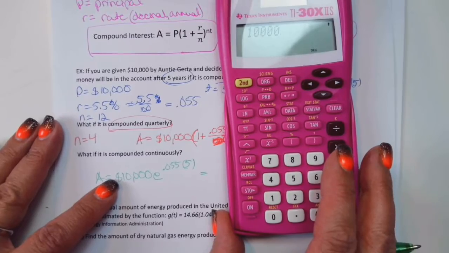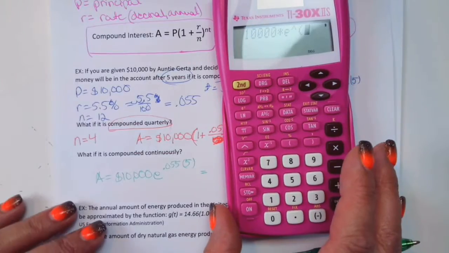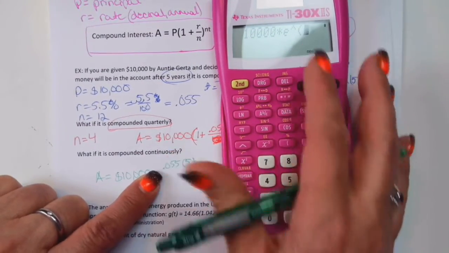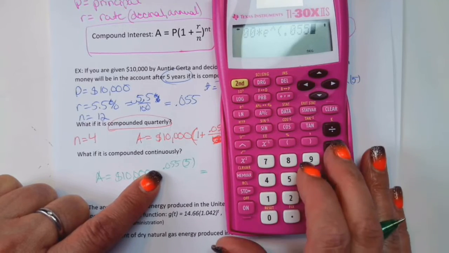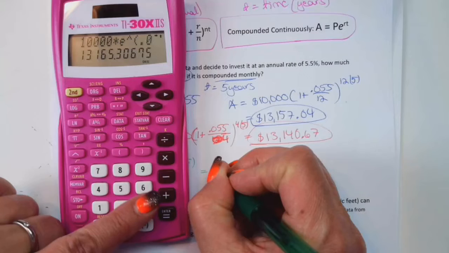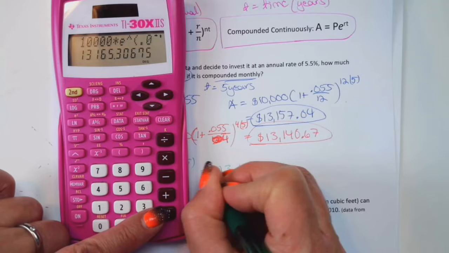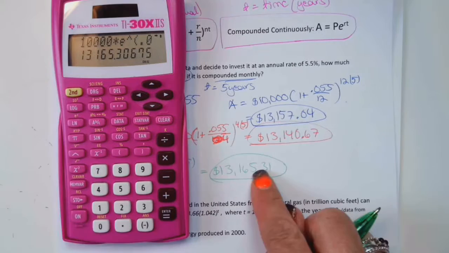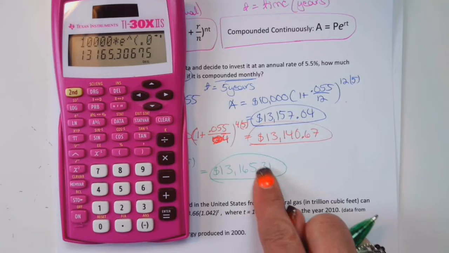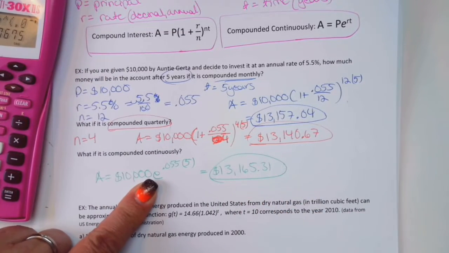10,000 times the E, so I have to press the second and E, or the second and ln. And it opens parentheses, so 0.055 times 5, close the parentheses, and hit equal. So if we compare all these three, we can see that this is the largest number. So if we're compounding continuously, we get the most money.